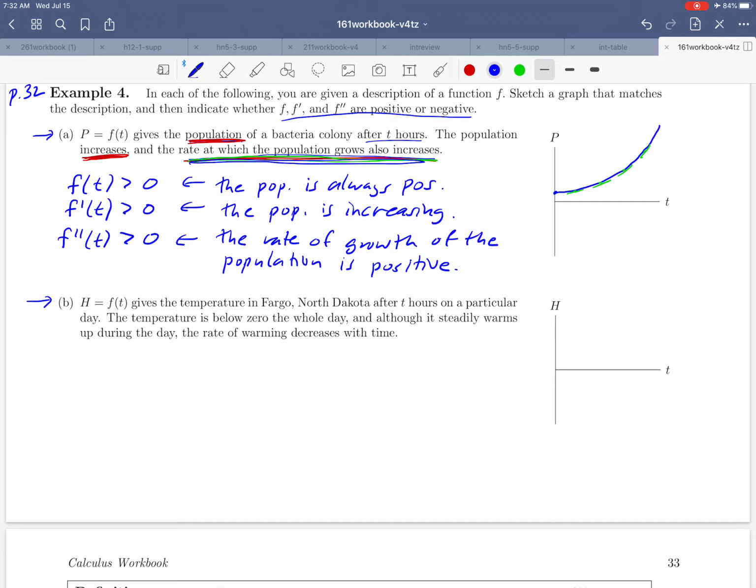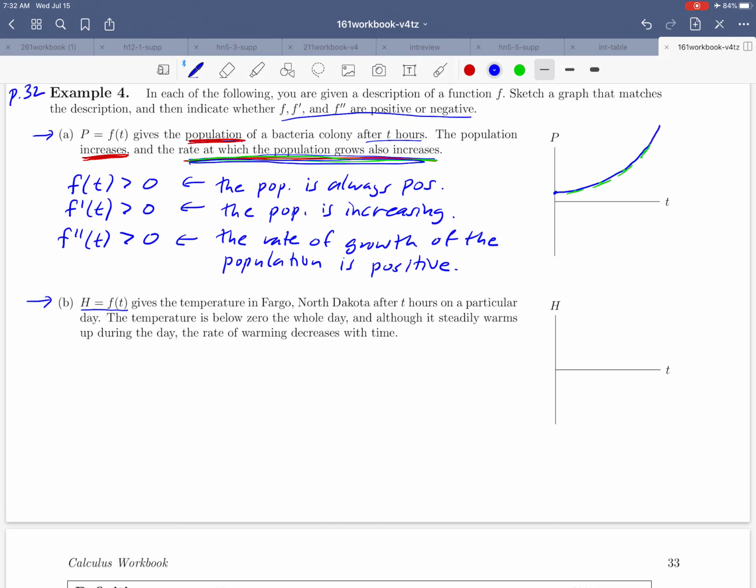Okay, welcome back. So hopefully you've given a try to part B here. Let's work through it together now. So in this problem, they're giving us a function h equals f of t. It represents temperature in Fargo, North Dakota after t hours. Okay, and they're giving us some information about how this function behaves.